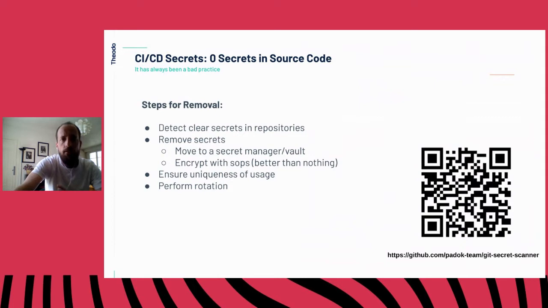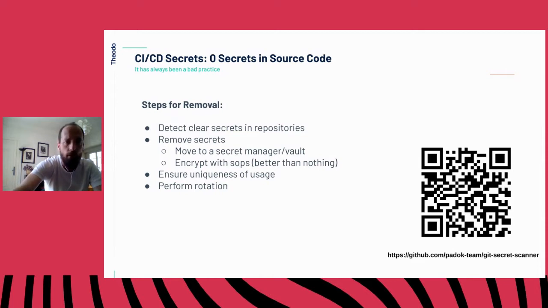First is the secrets in the source code. So how to have zero secrets in your source code. First thing is to be sure that you don't have secrets. You may have some surprises. And it's a good thing to try to detect, scan all your repositories and see if you have some clear text secrets. There are two open source tools that are well known.